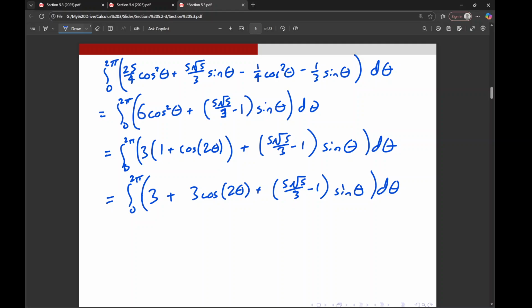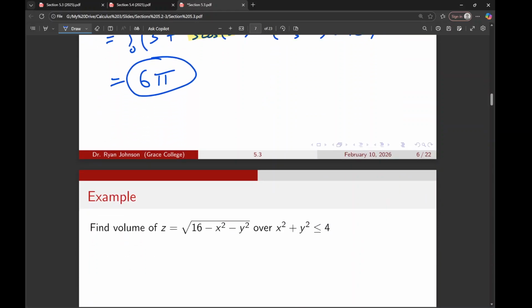So integrating this term will be 0, and this term will be 0. If you don't trust me, just do it out by hand, and you'll see it is true. And so using that little shortcut, I'm going to get the integral from 0 to 2 pi of 3, which is 6 pi, and call it good. Okay, let's move on to the next one.